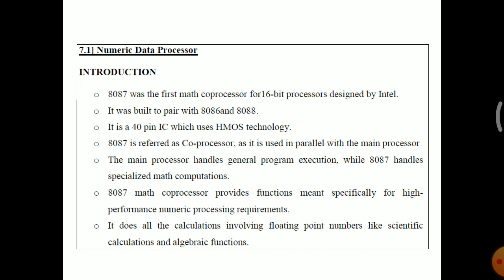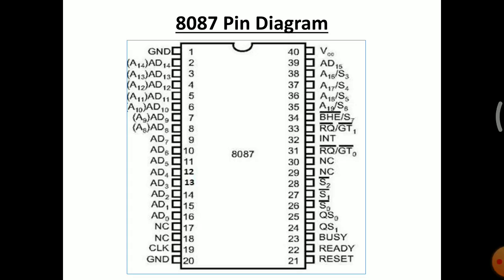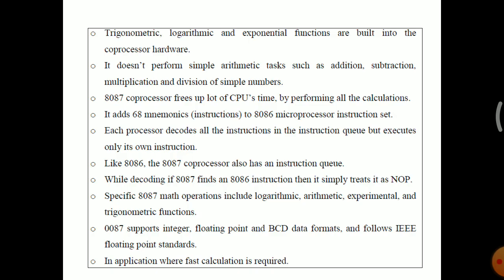It does all the calculations involving floating point numbers, like scientific calculations and algebraic calculations or functions. In the floating point numbers, we can have single precision floating points and double precision floating points, that is 32-bit floating point numbers, 64-bit floating point numbers, etc. Again, apart from these functions, the 8087 performs various trigonometric, logarithmic and exponential functions that are built into the coprocessor hardware.